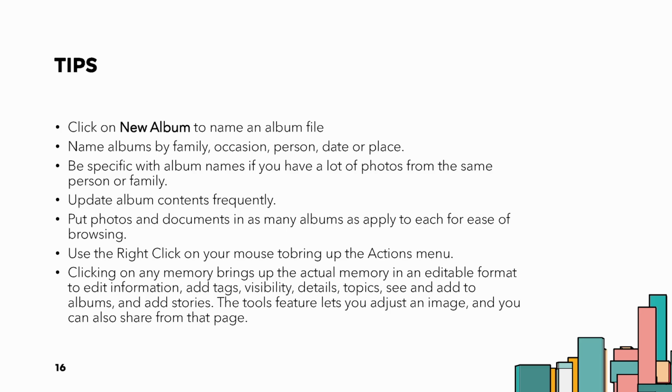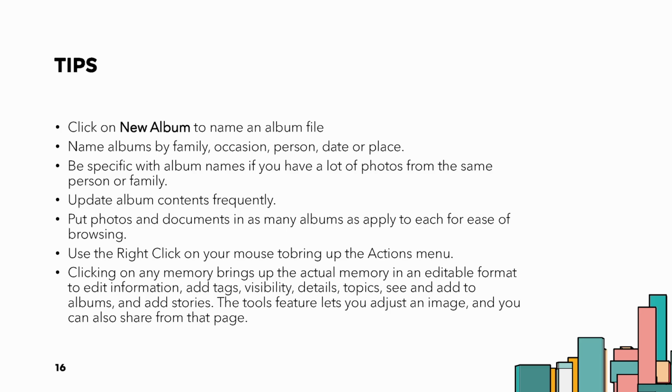This is just a little shortcut. You can use the right click on your mouse when you roll over any picture. It'll bring up that actions menu, and it will also click the blue check. So the right click is your shortcut on your gallery to bring up the actions menu. If you click on any memory thumbnail, it brings up the actual memory in that editable format.